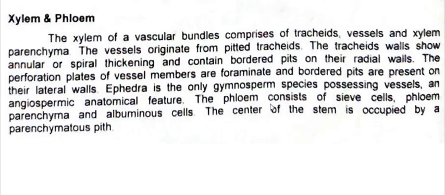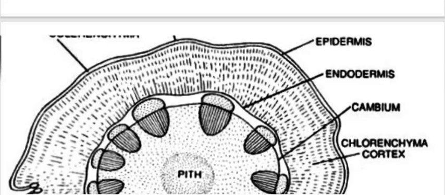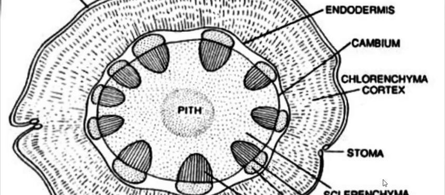Like xylem, phloem also consists of the components: number 1 sieve cells, phloem parenchyma and albuminous cells. The center of the stem is occupied by the parenchymatous cells which form the pith region. In this diagram we can see again the vascular bundles in a ring, and medullary rays which are present in between the two vascular bundles. The center of the vascular tissues is occupied by the parenchyma cells which form the pith region.